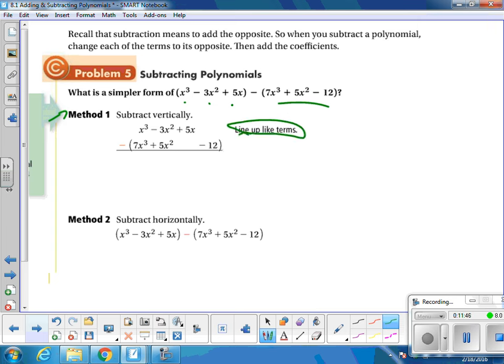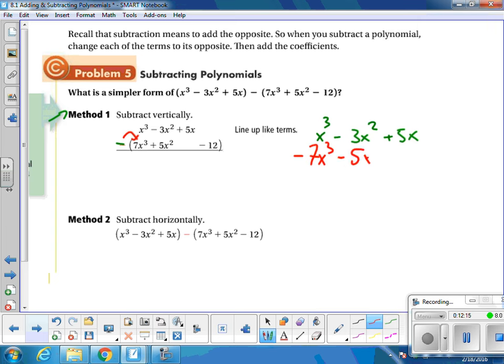So x to the third, my first one, my second one, I have a 7. You know what I'm going to do? I'm going to rewrite this because I'm subtracting, and I'm going to distribute that negative out. So I have x to the third minus 3x to the second plus 5x. And again, I'm going to be distributing that negative out. So that's going to be minus 7x to the third minus 5x to the second. I have no term for this one, and then that would be plus 12.